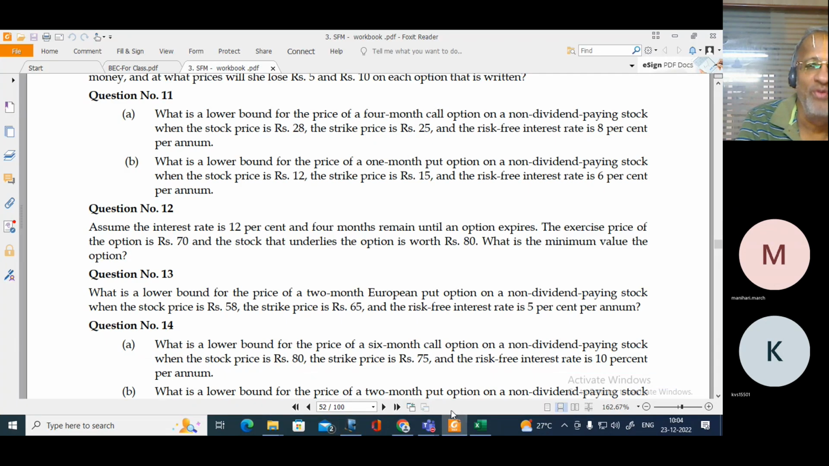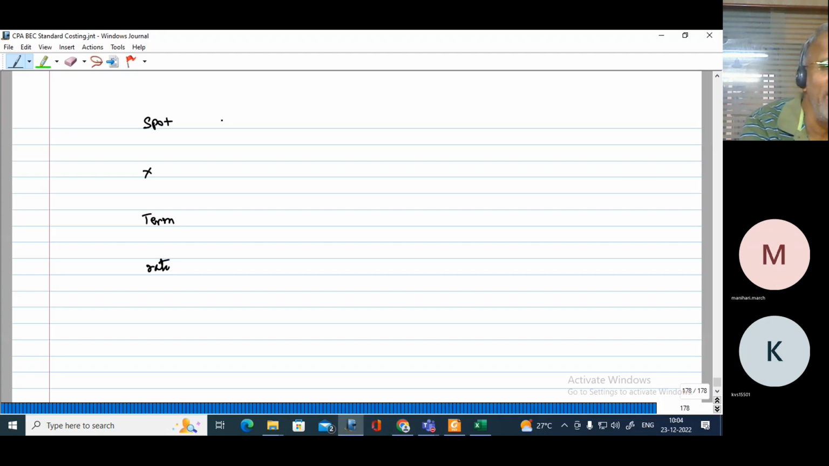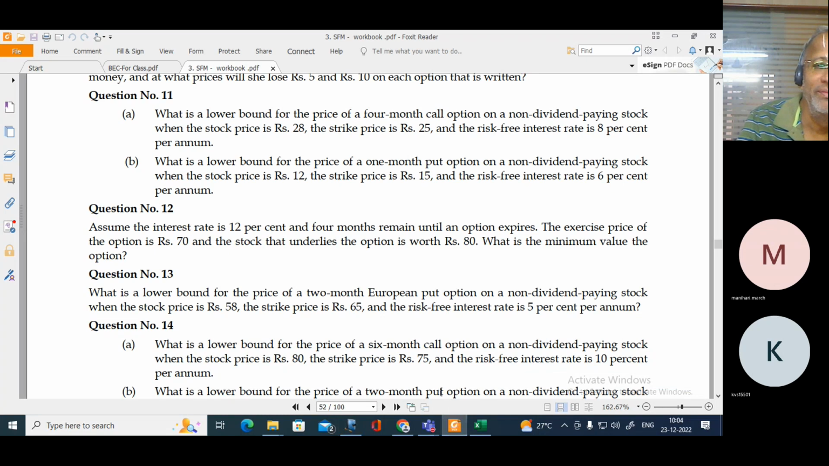What are those 4? Only if you have these 4 is it the basic model. That is a point I want to tell you. 28, 25, term, 4 months call option, 8%.